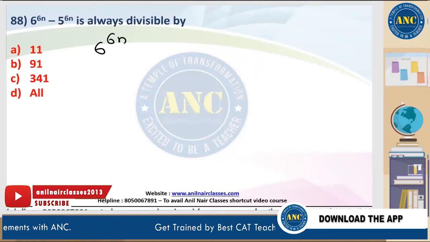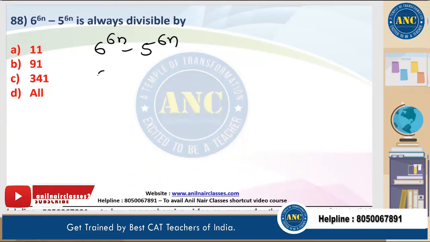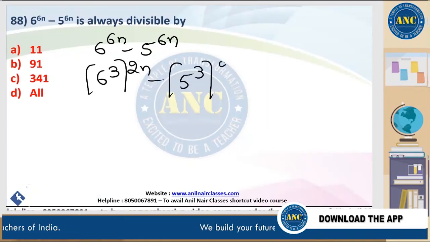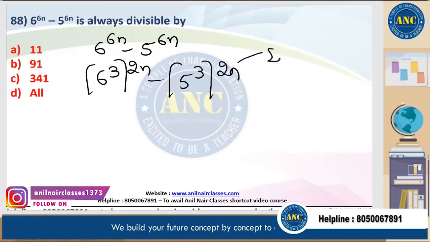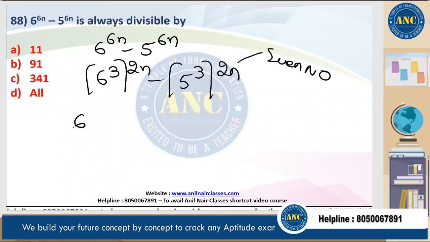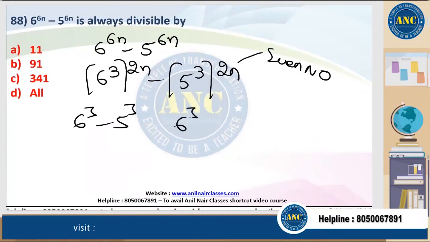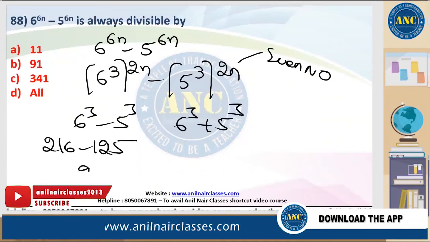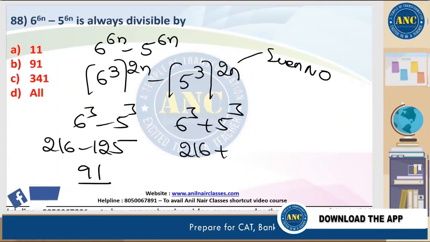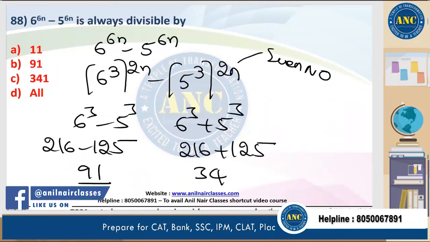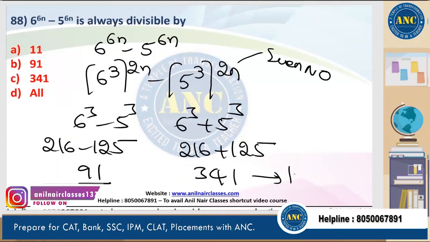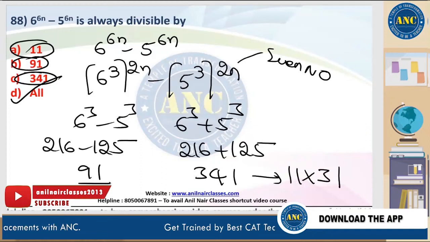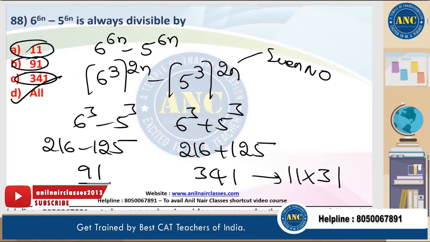88, same idea. 6 power 6n minus 5 power 6n, which is nothing but 6 cube power 2n minus 5 cube power 2n. So again 2n is an even number. So it is divisible by a minus b and a plus b. 216 minus 125, which is 91. 216 plus 125, which is 341. 341 is nothing but 11 into 31. 91, 341, 11. Answer is all of this.